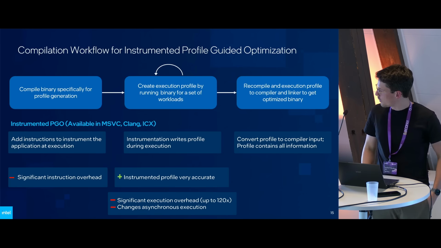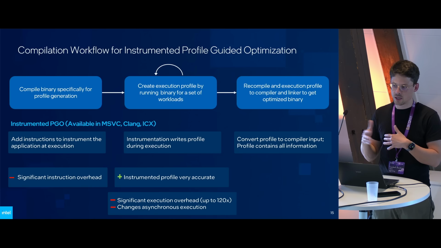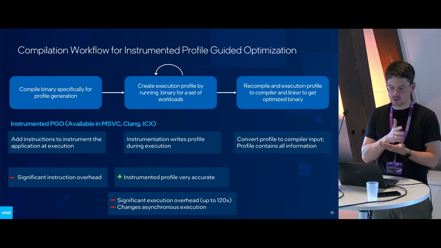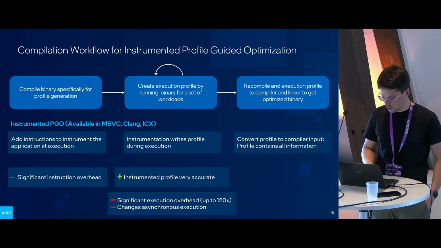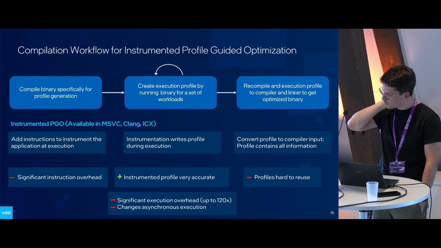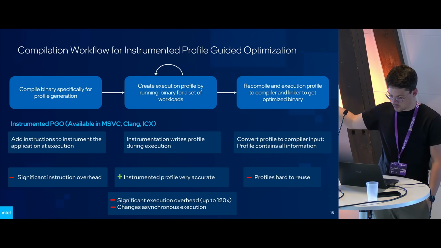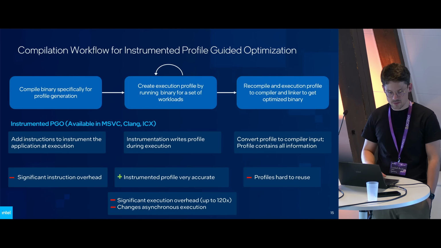Then we also have changes in asynchronous execution. For Blender, and for Cycles, this isn't really important because every thread is doing the same work in some way. But think of a game where threads have completely different tasks. This can be a huge problem because the execution completely changes. And finally, the profiles are very hard to reuse because we store everything in the profile. When we change the code, we can't easily reuse it.